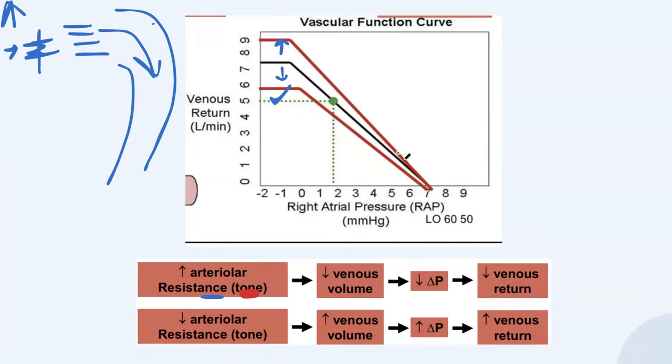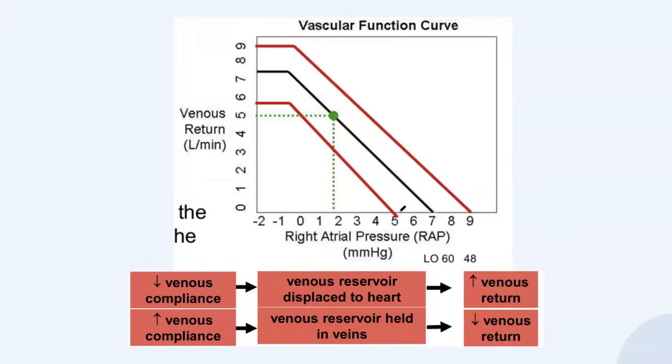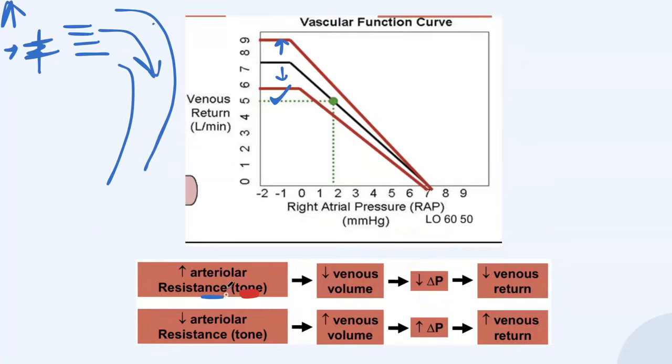Okay? Now you might think, hold on, something's off here. Over here, we notice that the mean systemic filling pressure has decreased and increased. But in the case of arteriolar resistance, the mean systemic filling pressure remains the same. Okay, this is very important. So mean systemic filling pressure is the same regardless of arteriolar resistance changing.